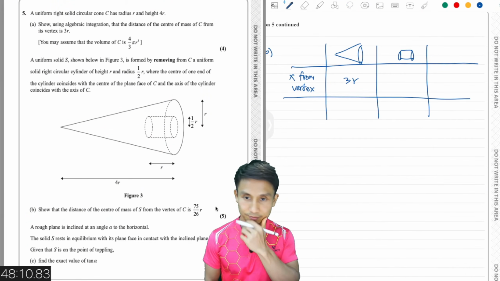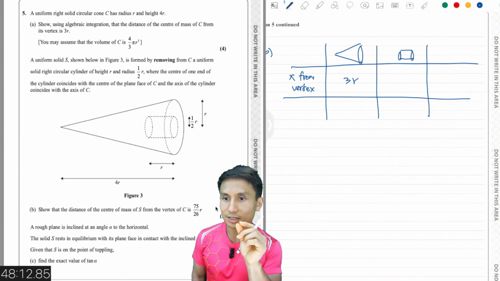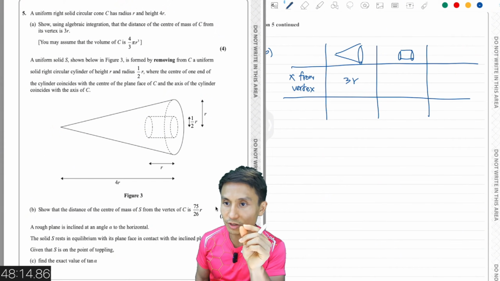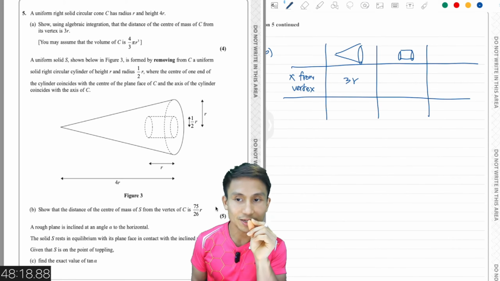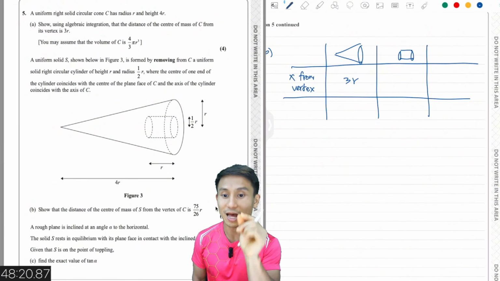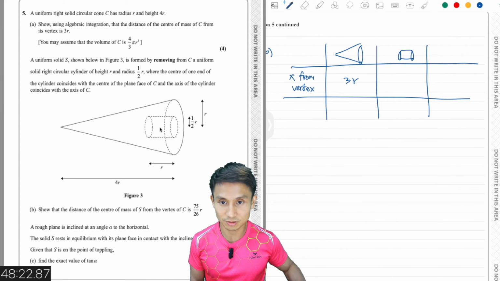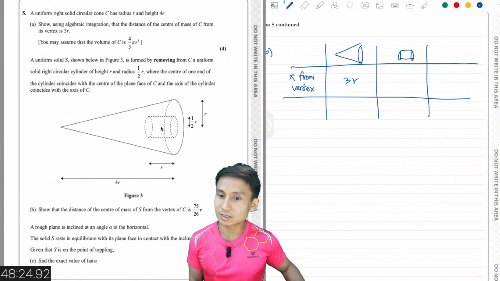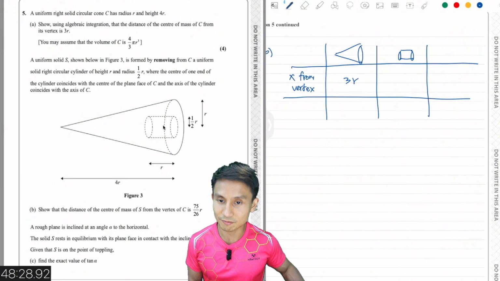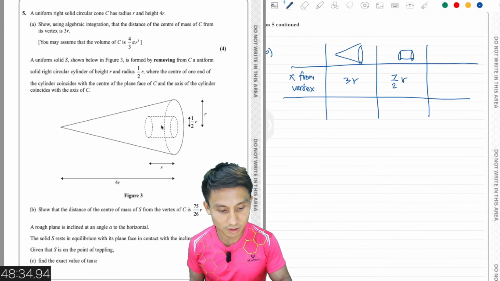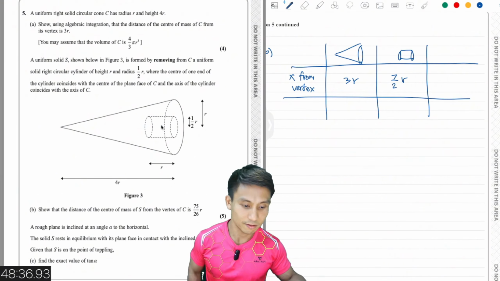And then, now this is a uniform cylinder, right? We're removing a uniform solid right circular cylinder. So the center of mass of the cylinder should be halfway. Yeah, so it's just half r here. So that's going to be what? From the vertex here is 3r and another half r. So that's 3.5r, which is 7/2r, right? So 7/2r from the vertex, right?